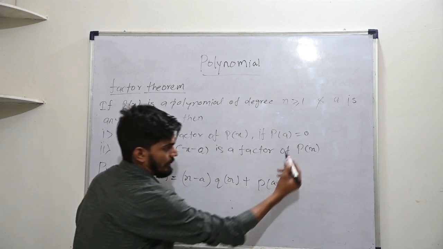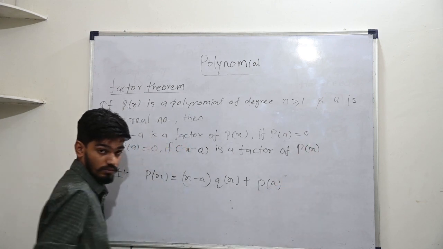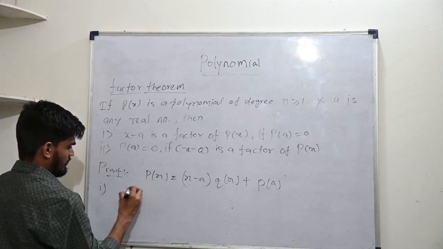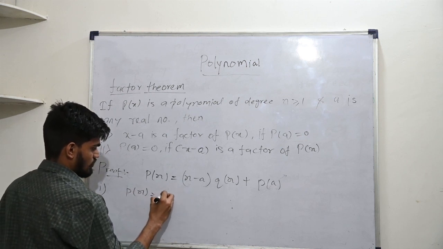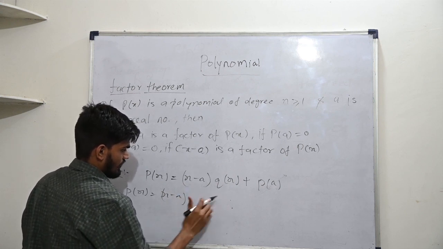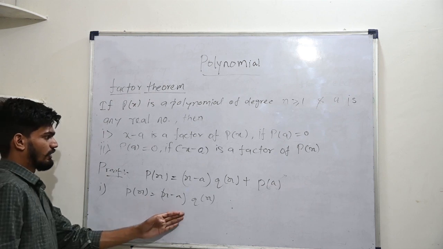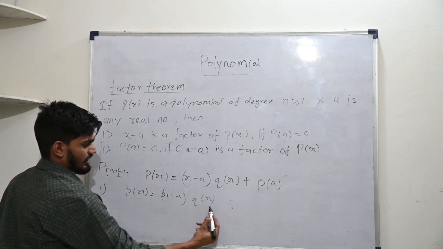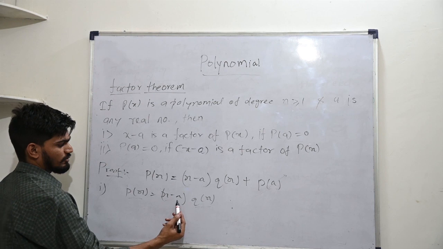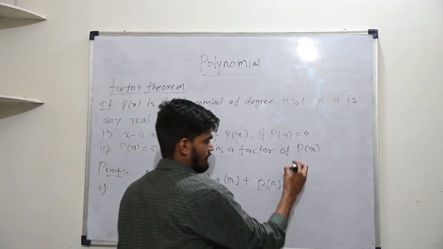Now what is given? That P(a) is equal to 0. When I replace this value with 0, what will I be left with? P(x) is equal to (x minus a) q(x). So this simply denotes that P(x) and q(x) are two polynomials where x minus a is a factor of P(x). How? We can see with one example.